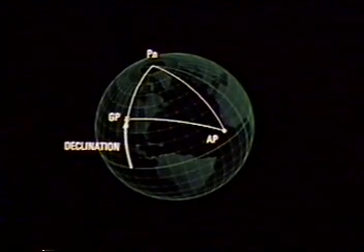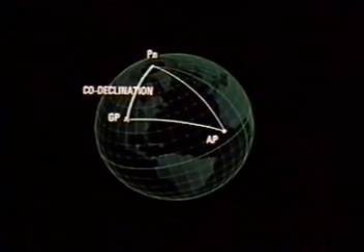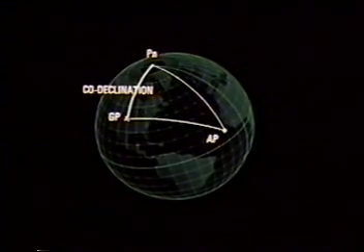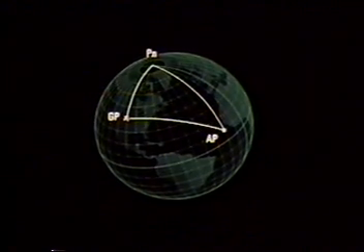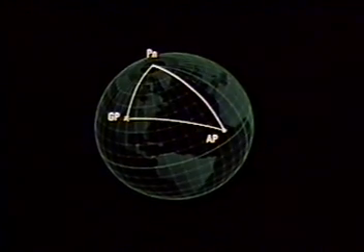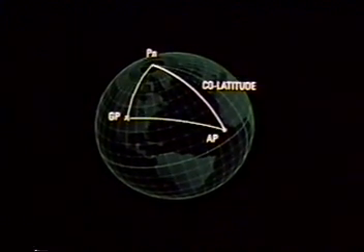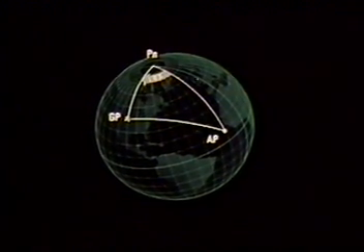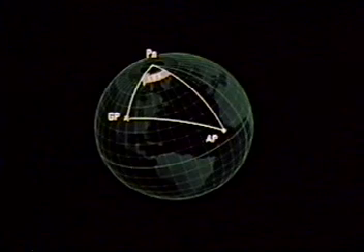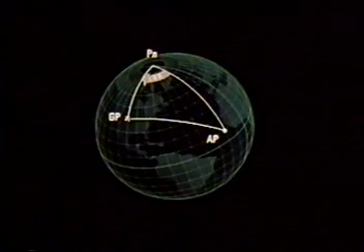If you know the declination, you know this side, co-declination, or polar distance of the observed celestial body, 90 degrees minus the declination. If you know the latitude of your assumed position, you know this side, co-latitude, 90 degrees minus the latitude. This angle is the LHA, local hour angle, of the celestial body. It is measured from the celestial meridian of your AP westerly to the hour circle of the celestial body.